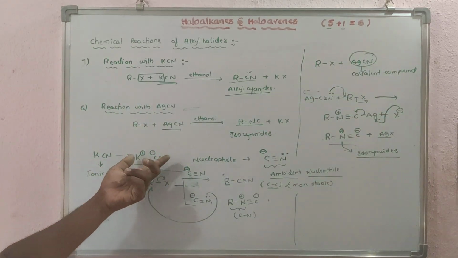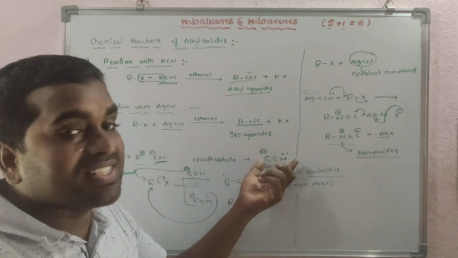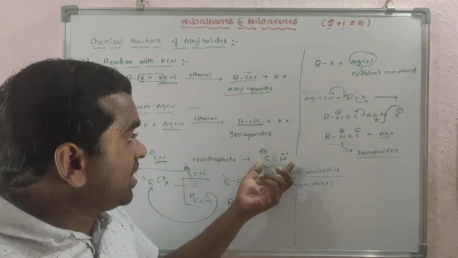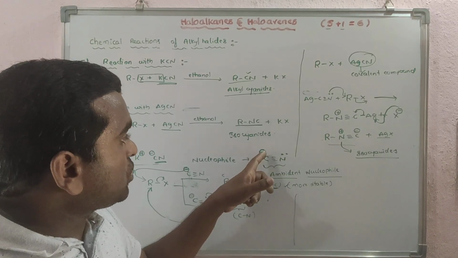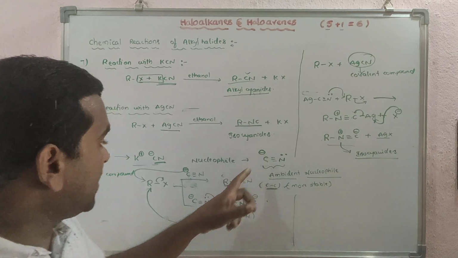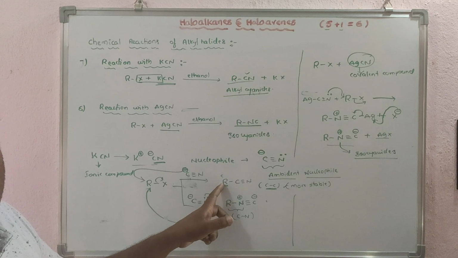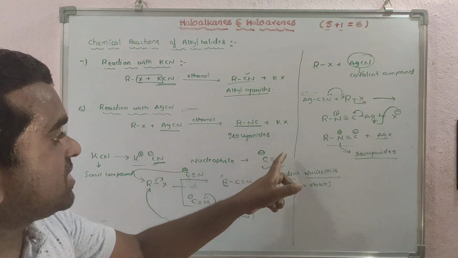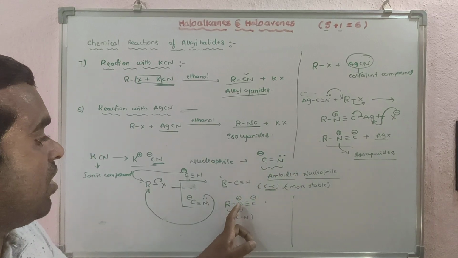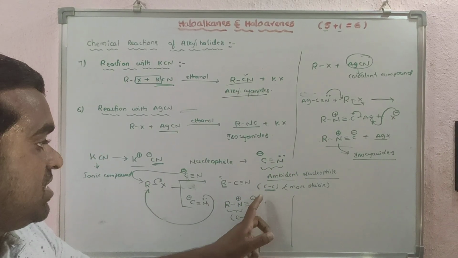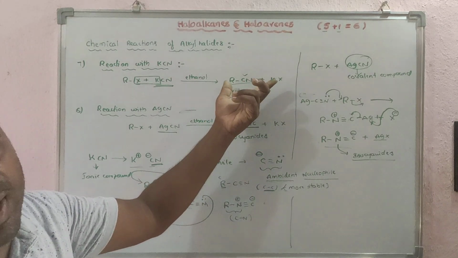So that's why KCN is converted into K plus and CN minus. The nucleophile here is CN minus, but there are two nucleophilic centers in this CN nucleophile. If carbon acts as the nucleophilic center, then C-C bond formation takes place, because R means alkyl, and alkyl means carbon only. If N acts as the nucleophilic center, then a C-N bond forms. But the C-C bond is more stable than the C-N bond. So that's why alkyl cyanides are the products here.